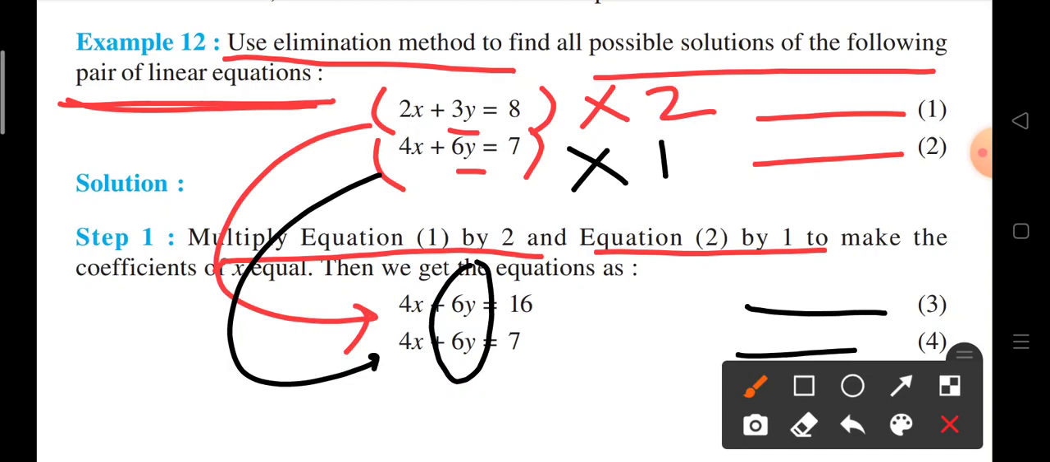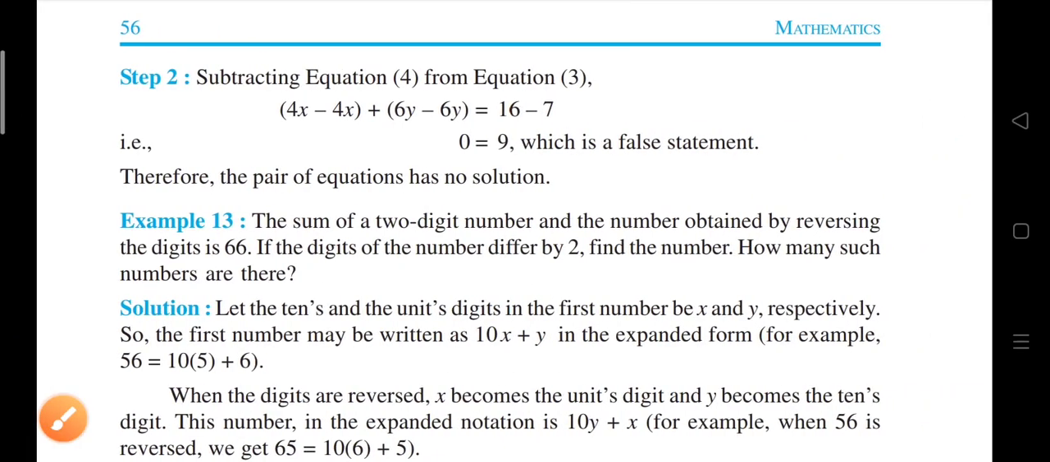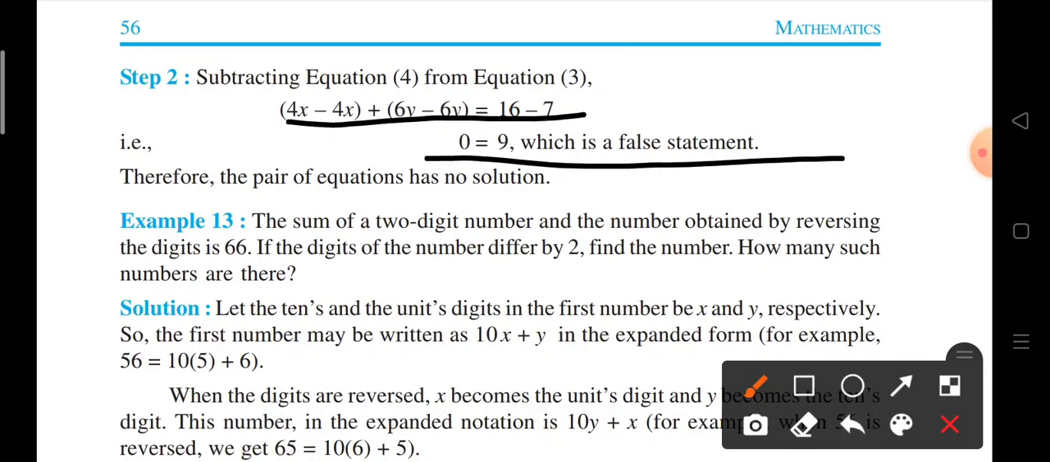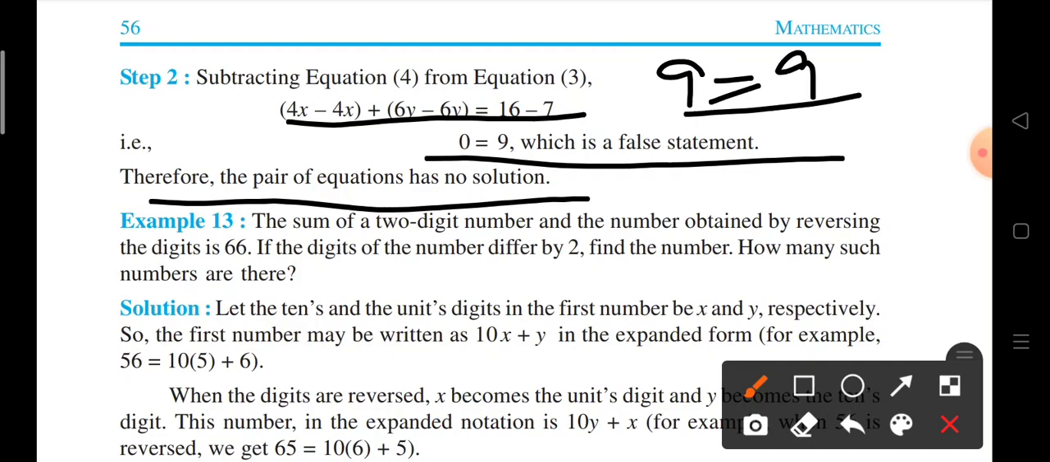On the other hand, we find that the coefficient of variable x is also equal. Now if we subtract them, we will get 0 is equal to 9, which is not true, which is a false statement. That means this given pair of equations has no solution. If the statement were true, suppose we got 9 equal to 9, then we would say the given pair has infinitely many solutions. But in this scenario, there is no solution because the LHS is not equal to the RHS.